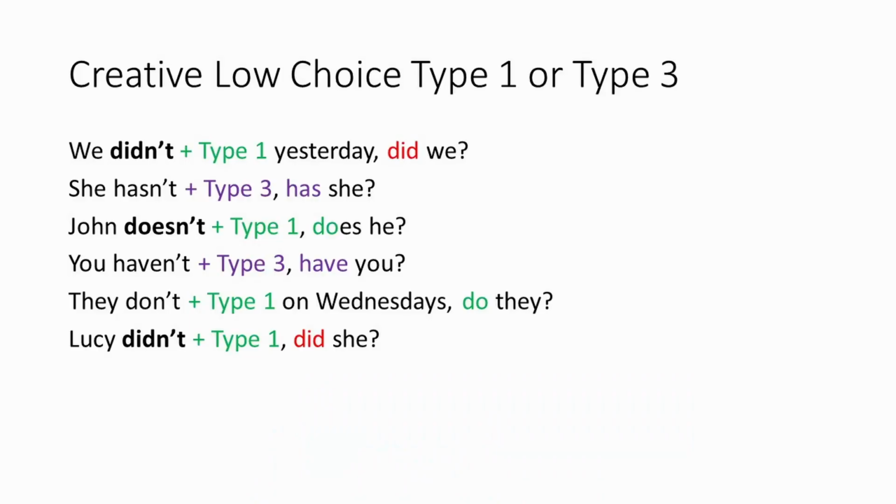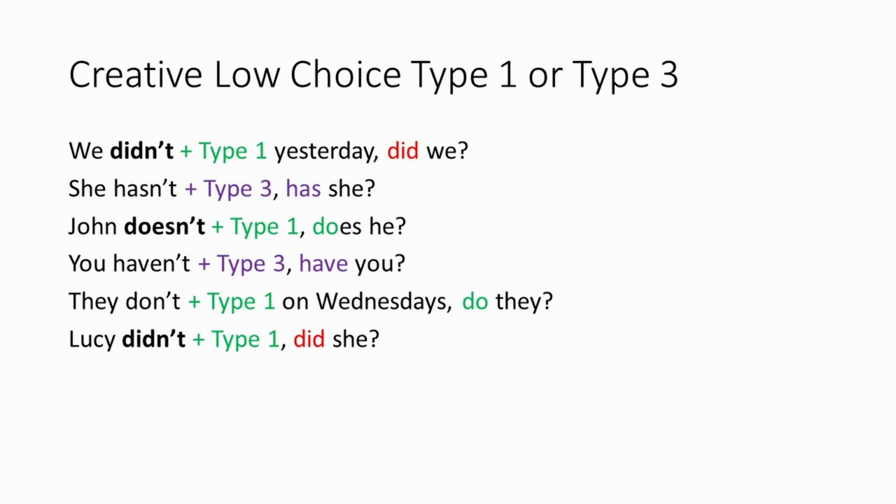And another creative low choice exercise could be something like this. So we've got negative sentences and positive tag questions. So we didn't plus type 1 yesterday, did we? We didn't go to the park yesterday, did we? We didn't eat much yesterday, did we?